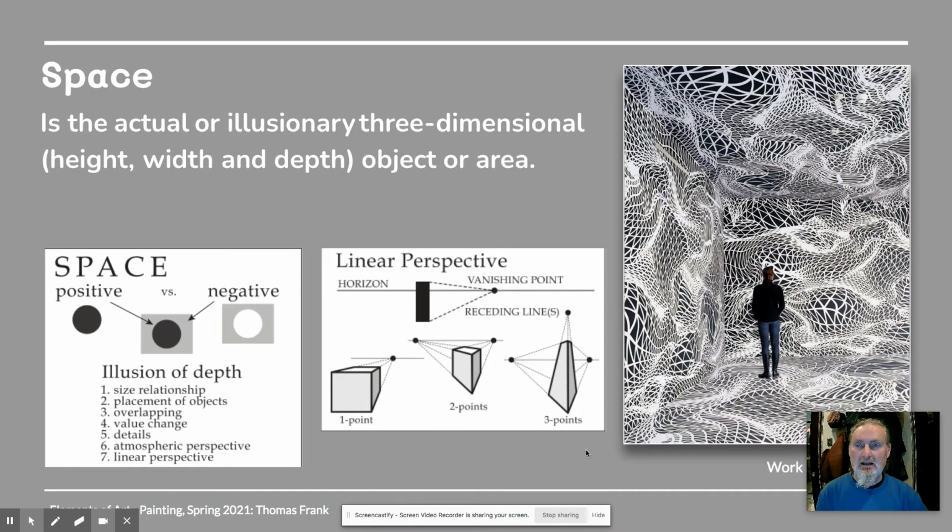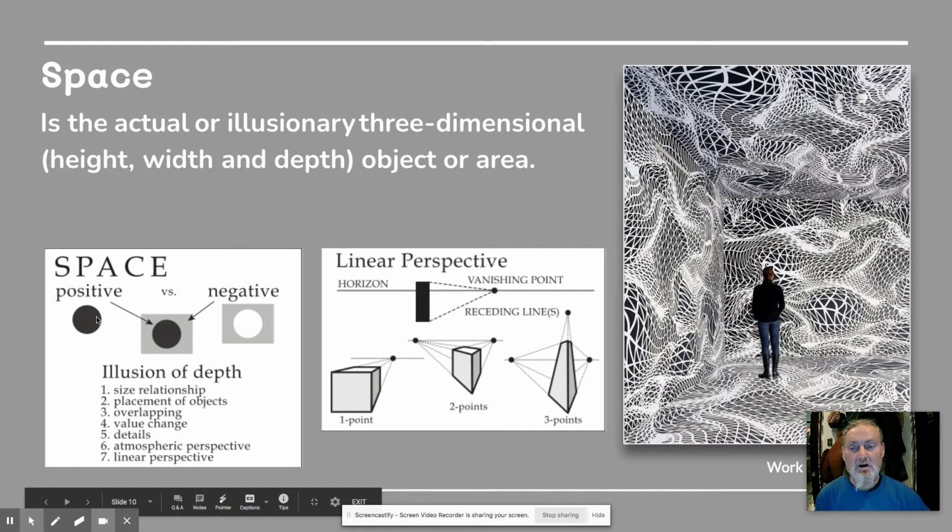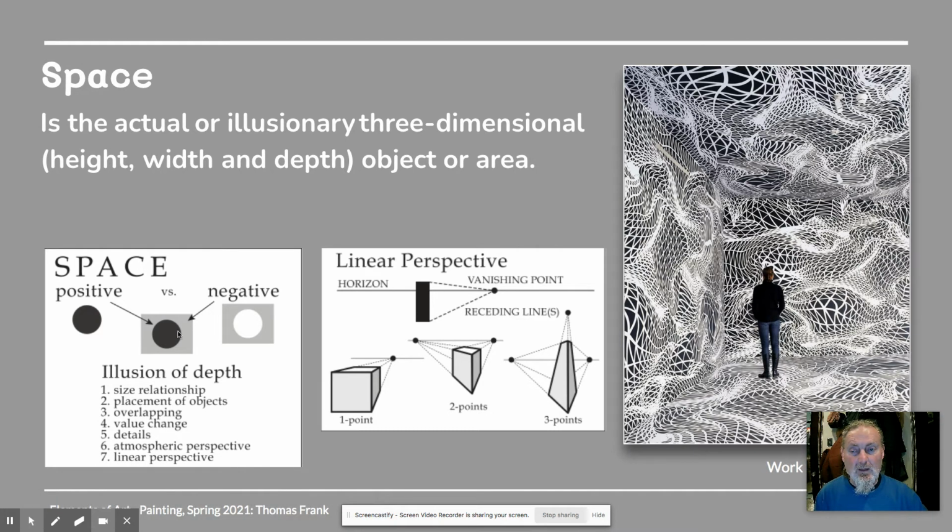All right. Next, we have space. Space is the actual or illusionary 3 dimensions of height, width, and depth of an object or area. It's mainly about the space around a 3-dimensional object. So you have what we call positive space, which would be the object, or negative space, and that would be the space around the object.